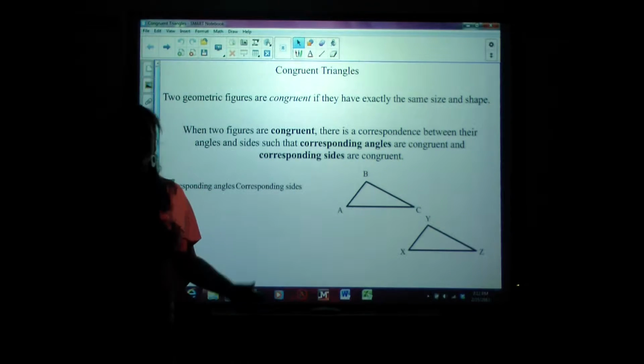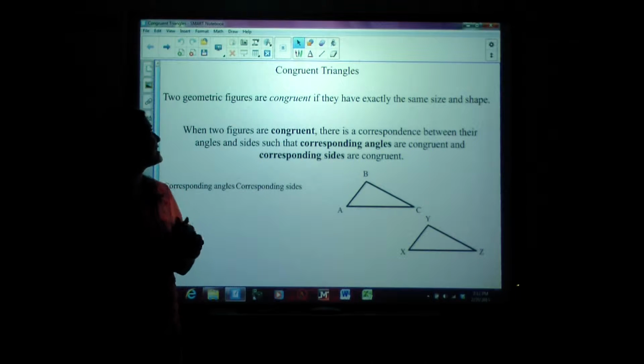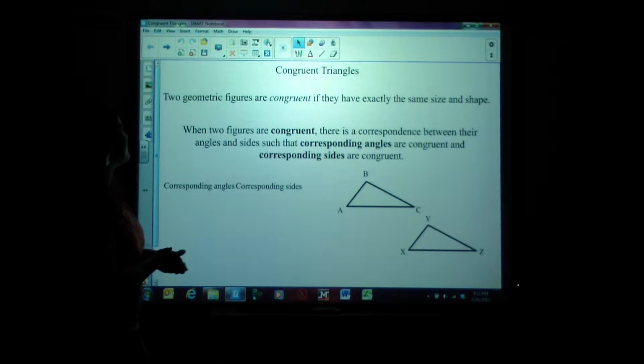Hello again. Alright, MCA review kids, we are here to talk about congruent triangles. So, let's get started. Two geometric figures are considered congruent if they have exactly the same size and shape.